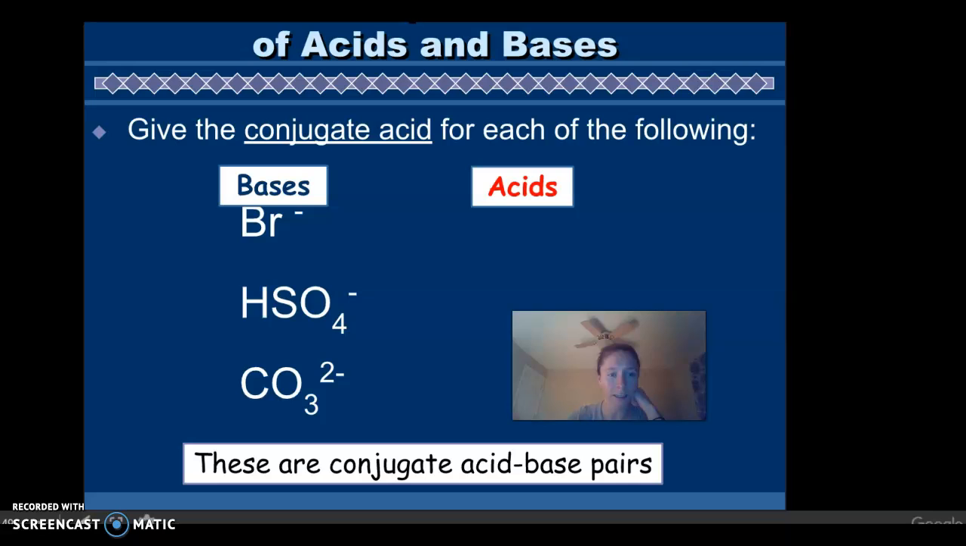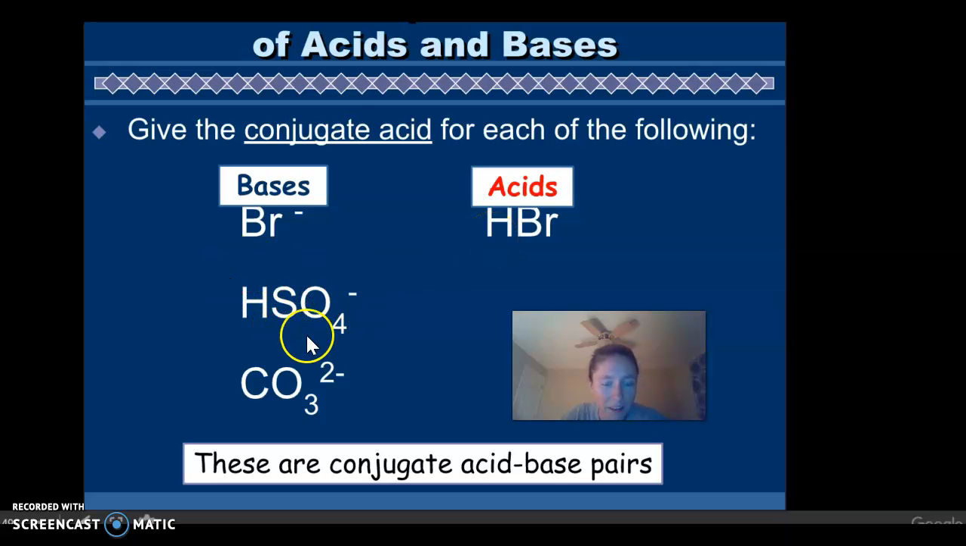Okay, now let's look at some bases and see if we can figure out the conjugate acid, so what it will form once it's reacted with an acid. So here we have Br-. What will it look like when it's gained an H+? It will be HBr, hydrobromic acid. So adding a plus to the negative will bring you to neutral, and adding an H to it is just going to put an H out in front.